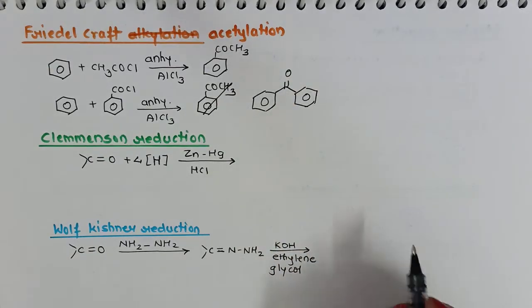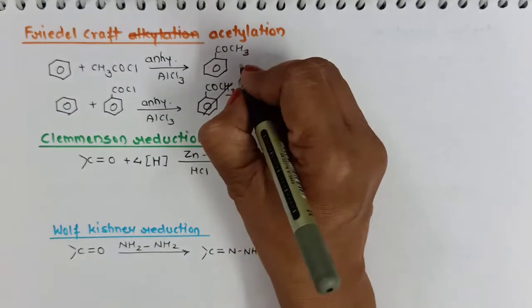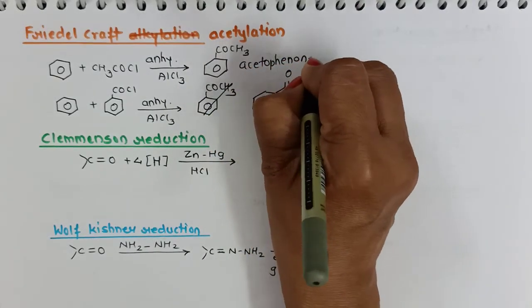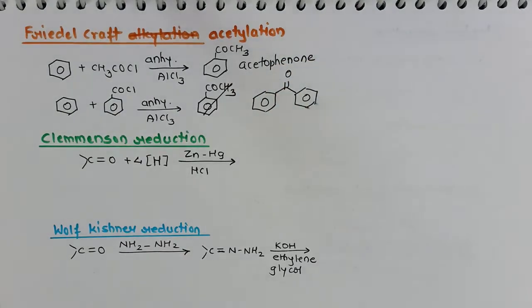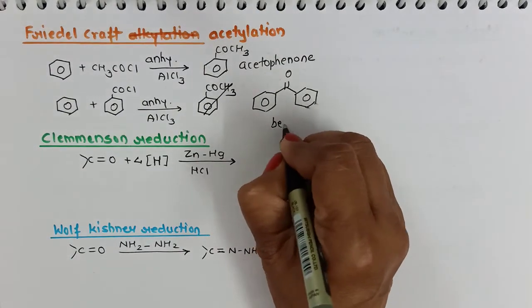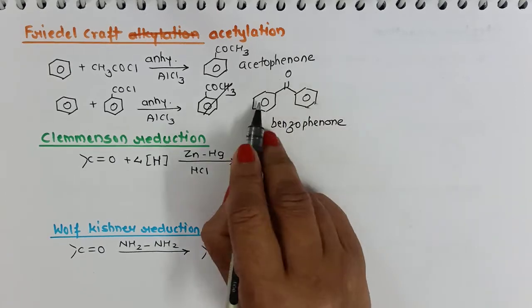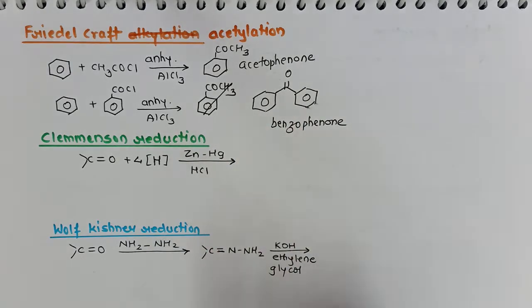Now students get confused between acetophenone and benzophenone. In case of acetophenone, COCH3 group is attached to benzene, and in case of benzophenone, two benzene groups, they are attached by a keto group. The next is Clemmensen reduction.